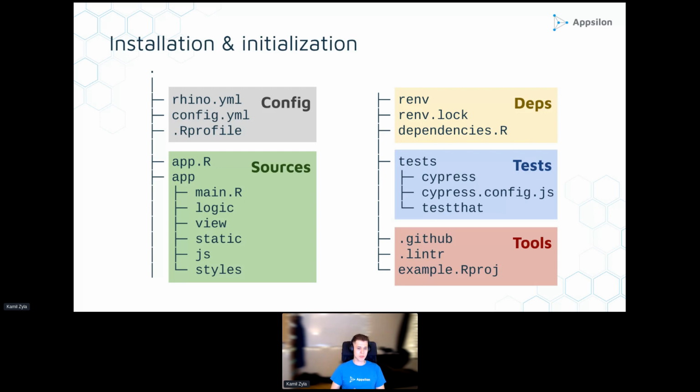Moving on, we have static for static files, things like images and any other files that need to be available on the server. We have js for JavaScript sources, styles for Sass sources. Sass is an extension language for CSS. So you can see that out of the box, you get directories not only for working with R sources, but also with JavaScript and Sass.